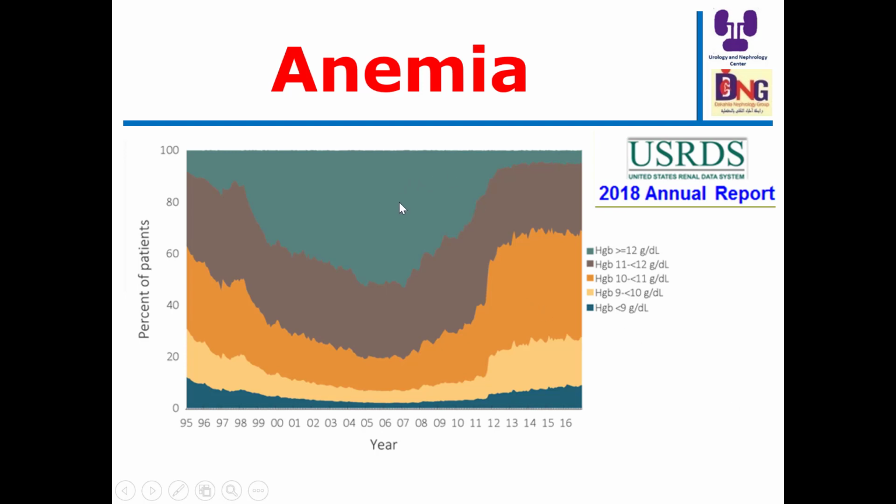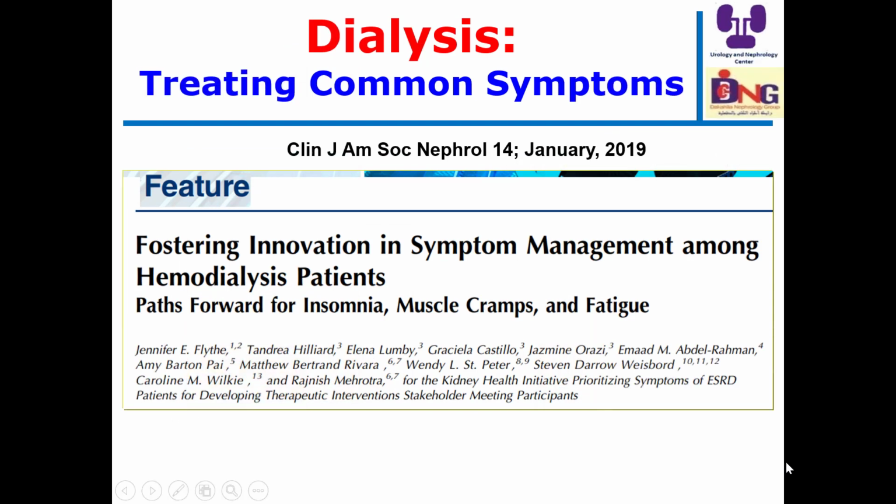If you look here, in the early 2000s, in the mid 2000s, the trend was toward increasing hemoglobin. Nowadays, the trend is to keep hemoglobin between 10.5 and 11.5. So the fraction and the percentage of patients with hemoglobin above 12 here in the mid 2000s is reduced in the current era of the United States Renal Data System.